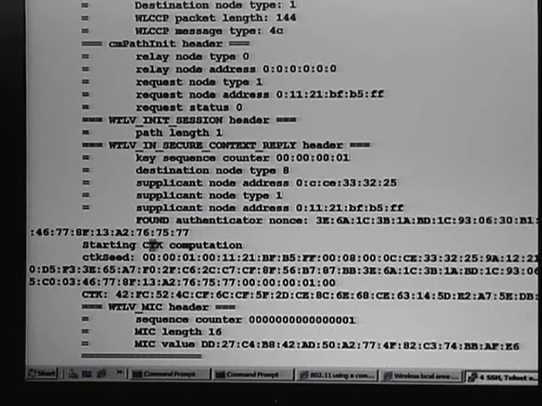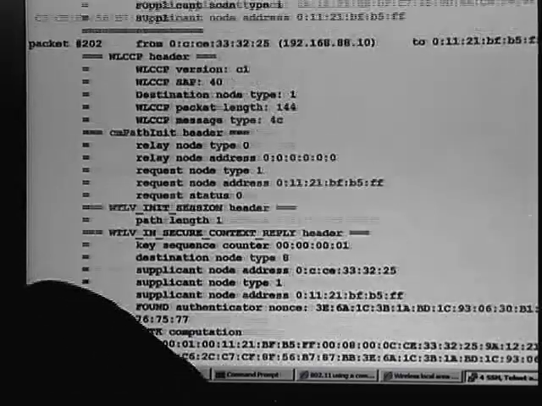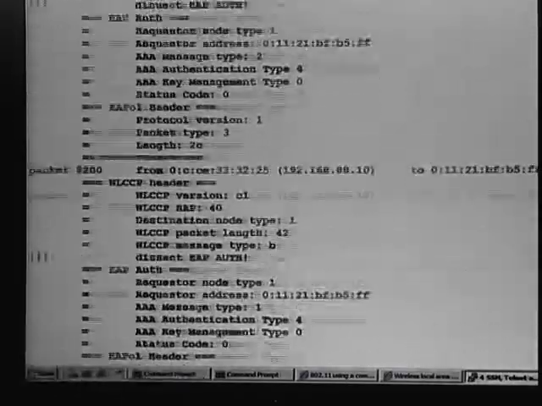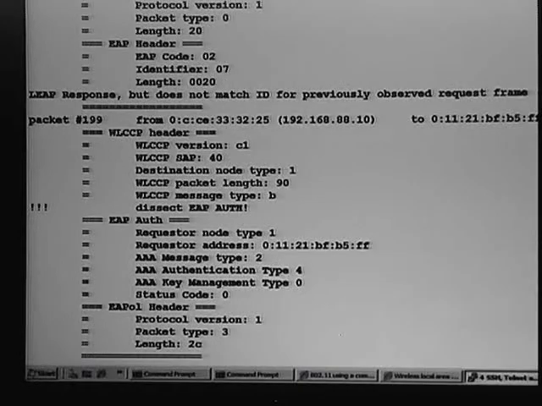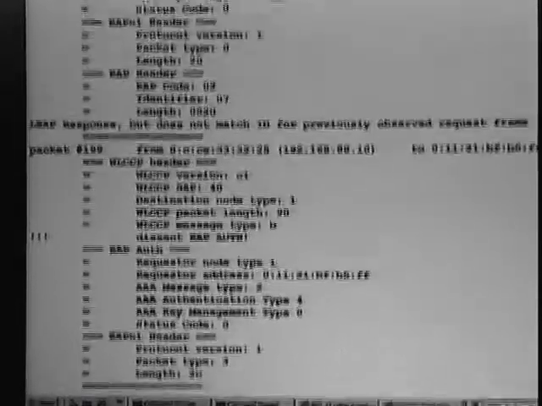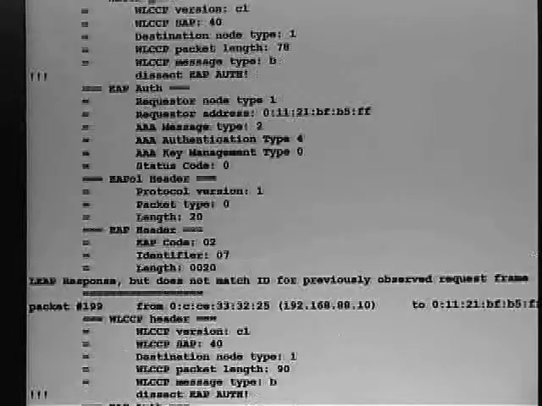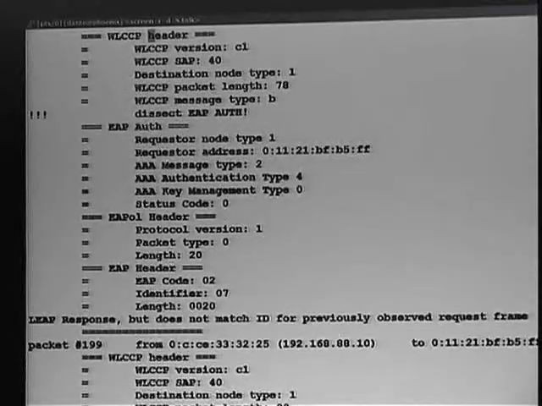What I originally wanted to additionally show you is that it also breaks the LEAP authentication, but I'm unable to show it to you right now because the scrollback buffer is too short.